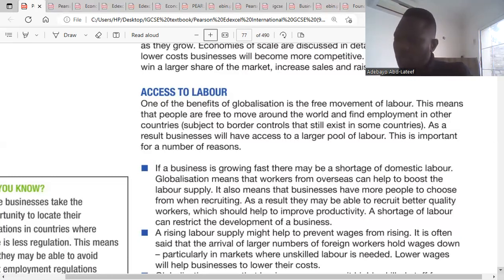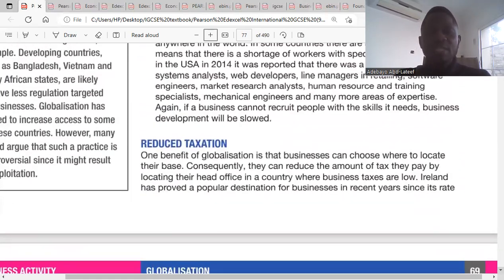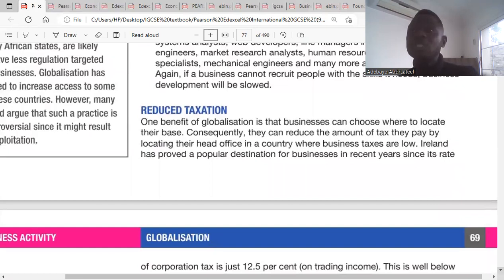Three, it also means that businesses may be able to employ high-skilled workers because there's an increase in supply of labor. You'll be able to choose the best among the rest. Is it clear? That is the advantages of accessibility to labor. Then the third opportunity to businesses is reduced taxation. So what is about reduced taxation? I wrote, businesses can enjoy lower taxes by locating their head office to a country or region with low tax rate. With globalization, your company, your business might think of relocating to a country that has low tax rates.